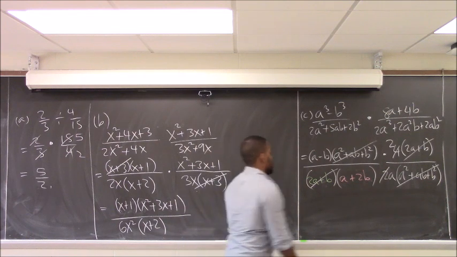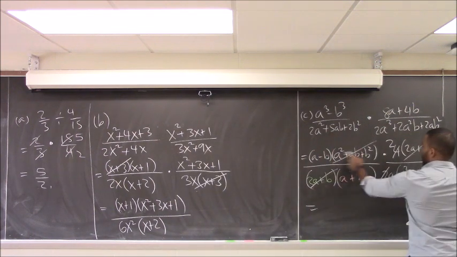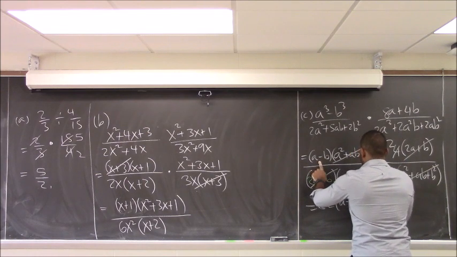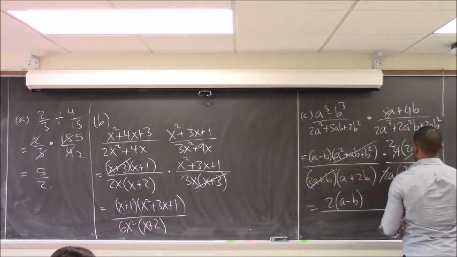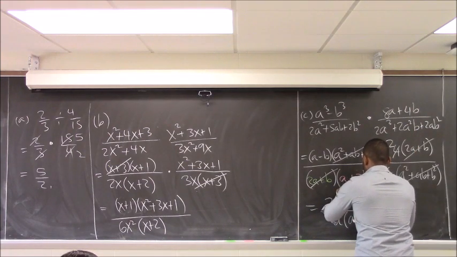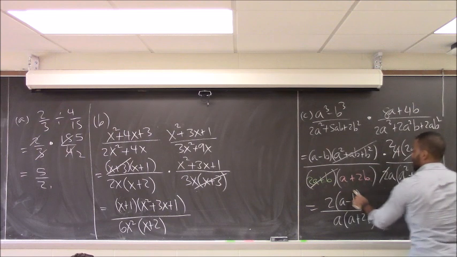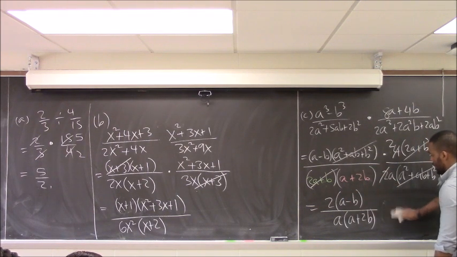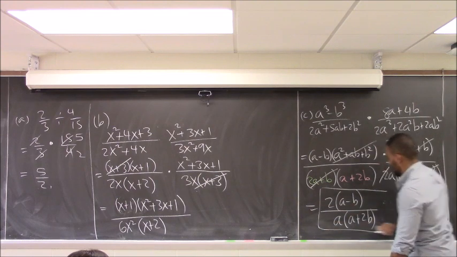Anything else? I think that's it. So in the top, what do I have left over? The 2 and the a minus b. Here, a and a plus 2b. That's it. You can't reduce anything.